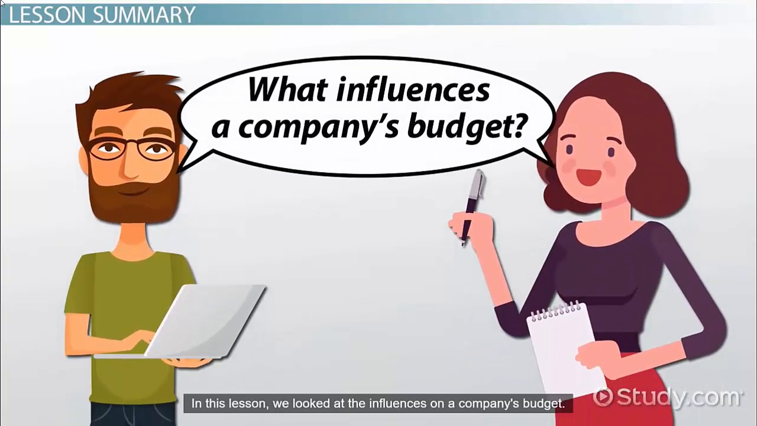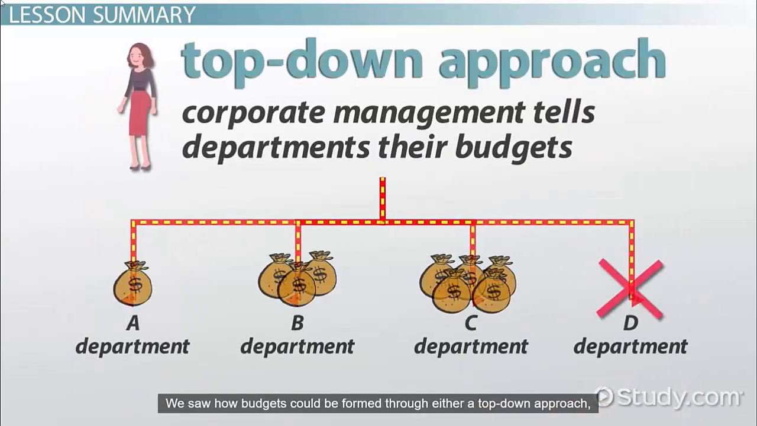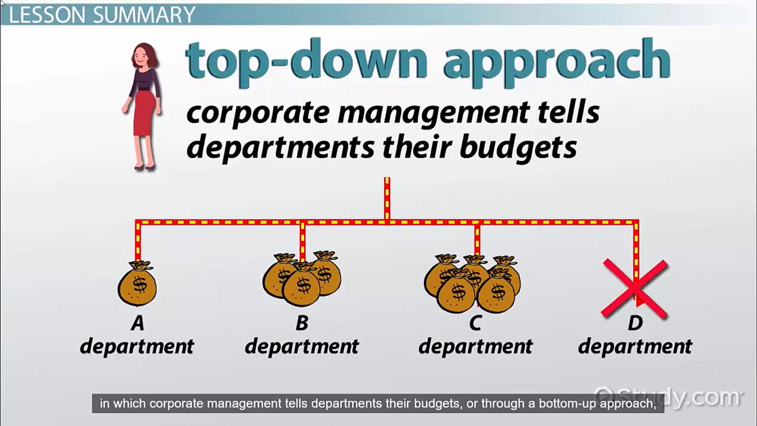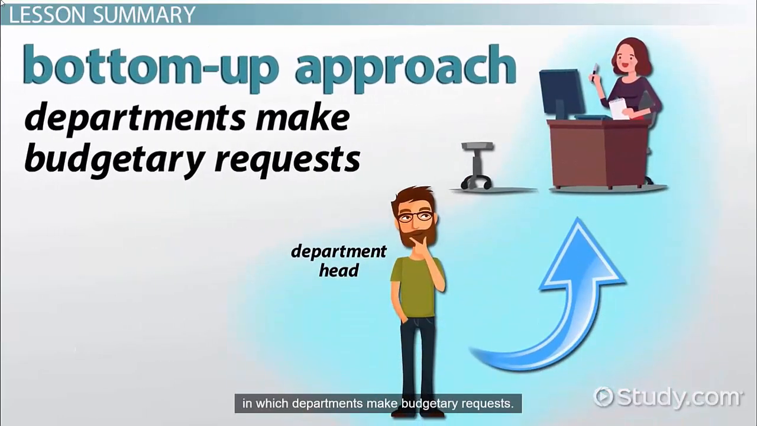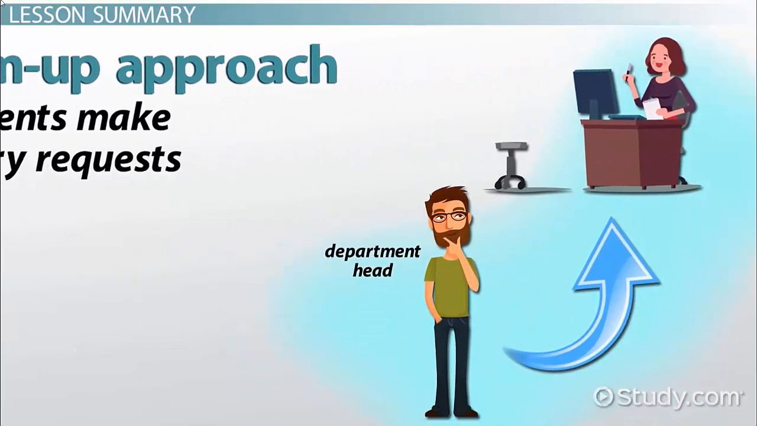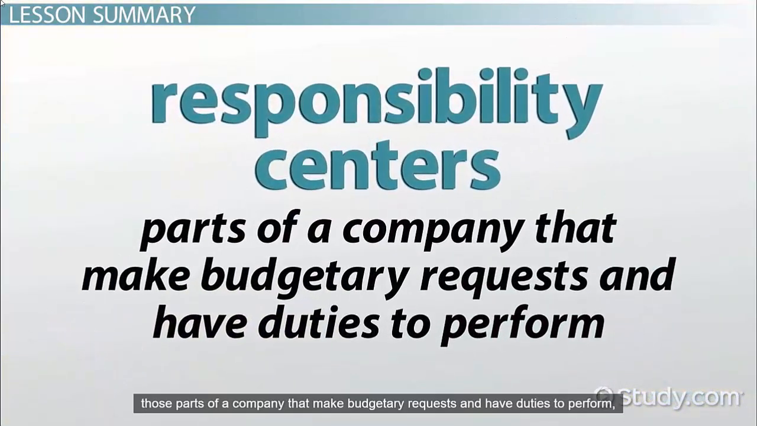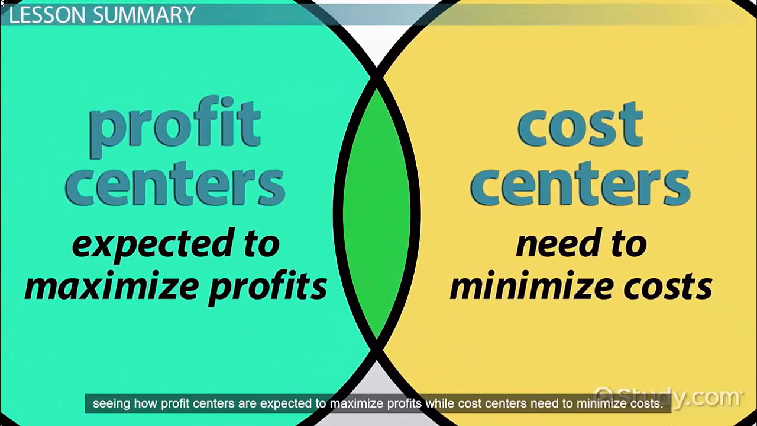In this lesson, we looked at influences on a company's budget. We saw how budgets could be formed through either a top-down approach, in which corporate management tells departments their budgets, or a bottom-up approach, in which departments make budgetary requests. We also looked at different types of responsibility centers, those parts of a company that make budgetary requests and have duties to perform, seeing how profit centers are expected to maximize profits, while cost centers need to minimize costs.